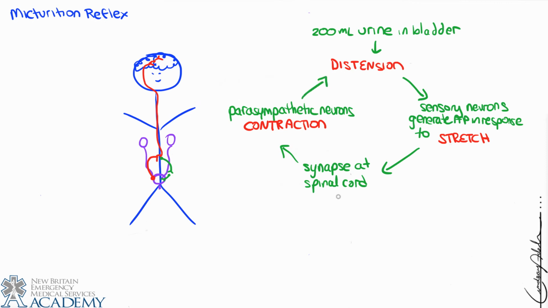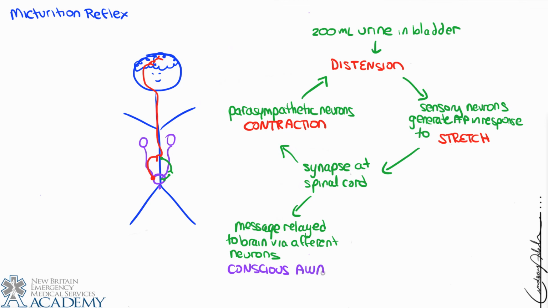And that contraction actually can increase the distension, and so we can create the same positive feedback loop that we saw with expulsion of feces. Also, at the synapse in the spinal cord, we're going to synapse with other afferent neurons, and these afferent neurons will relay the message to the brain so that there is conscious awareness of the need to urinate.